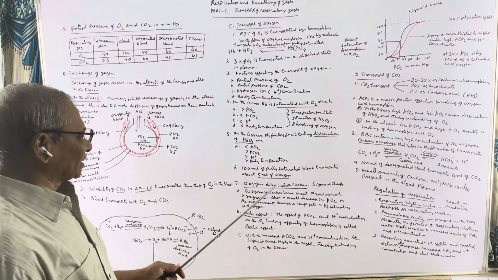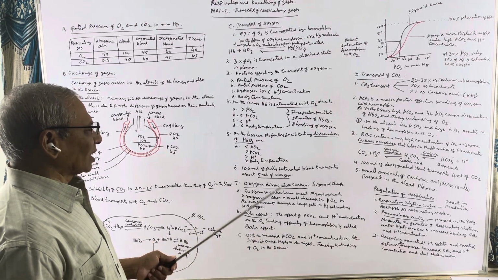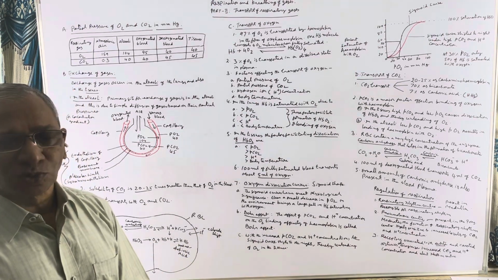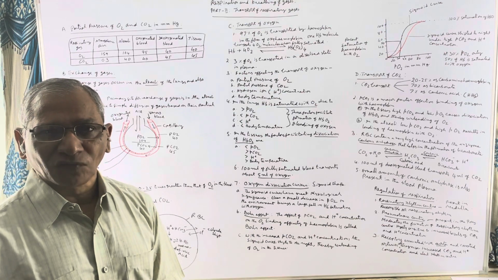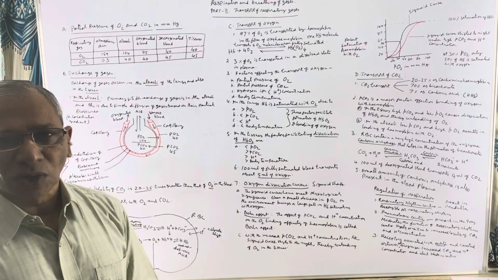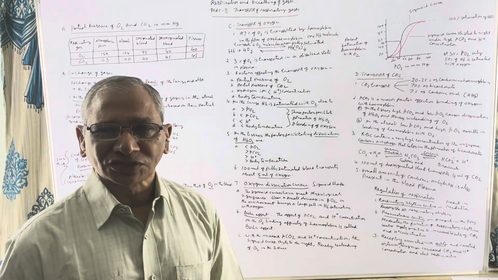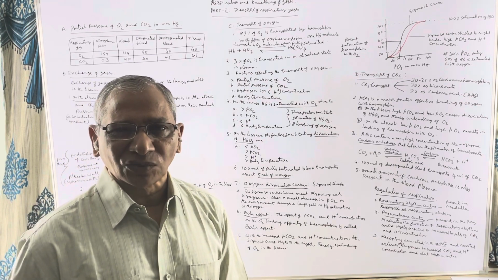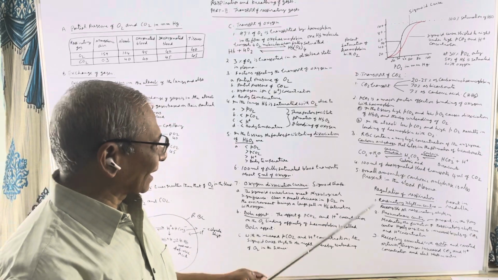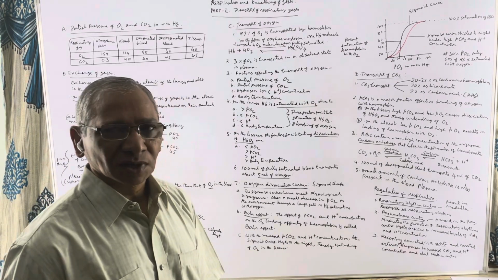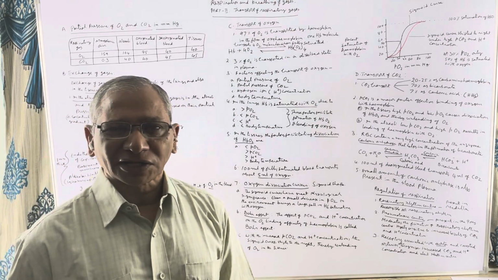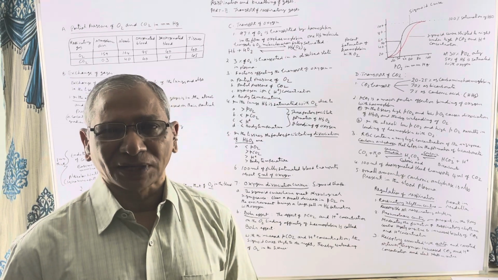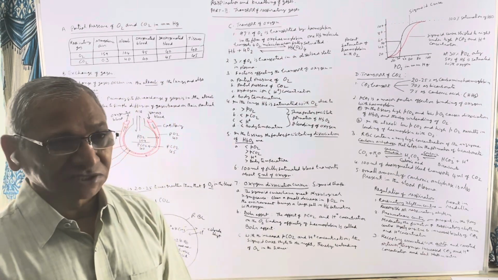When fully saturated, 100 ml of blood can transport 5 ml of oxygen. So 100 ml of blood at full saturation is capable of transporting 5 ml of oxygen. Then how much carbon dioxide does the blood transport? 100 ml of blood can transport only 4 ml of carbon dioxide. These points are very important.